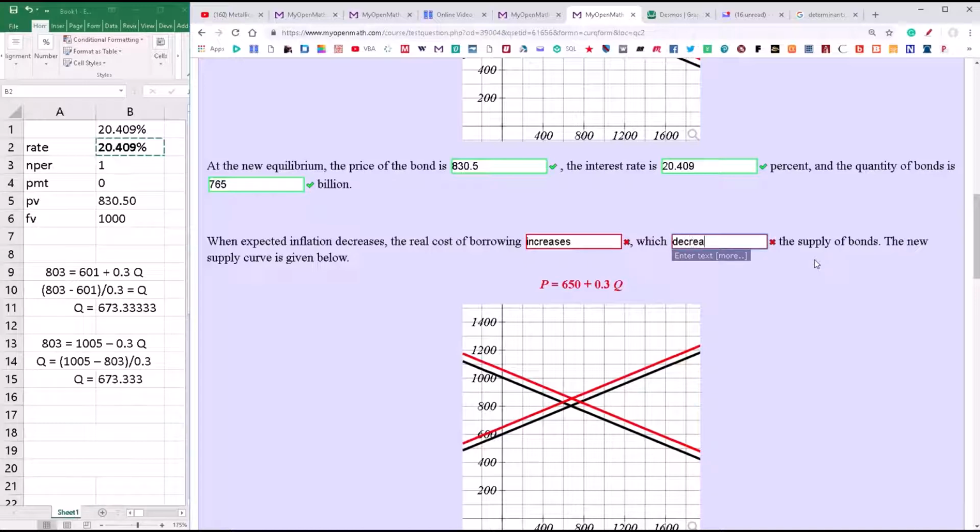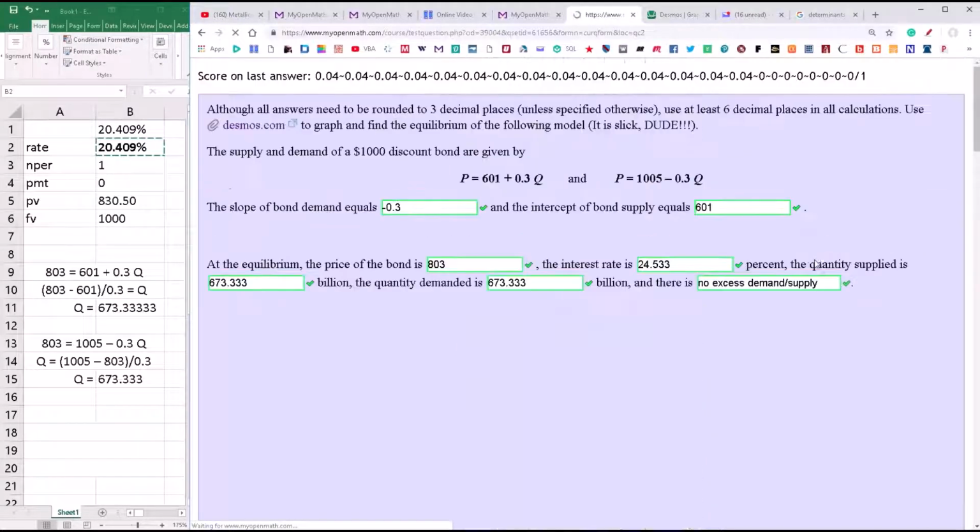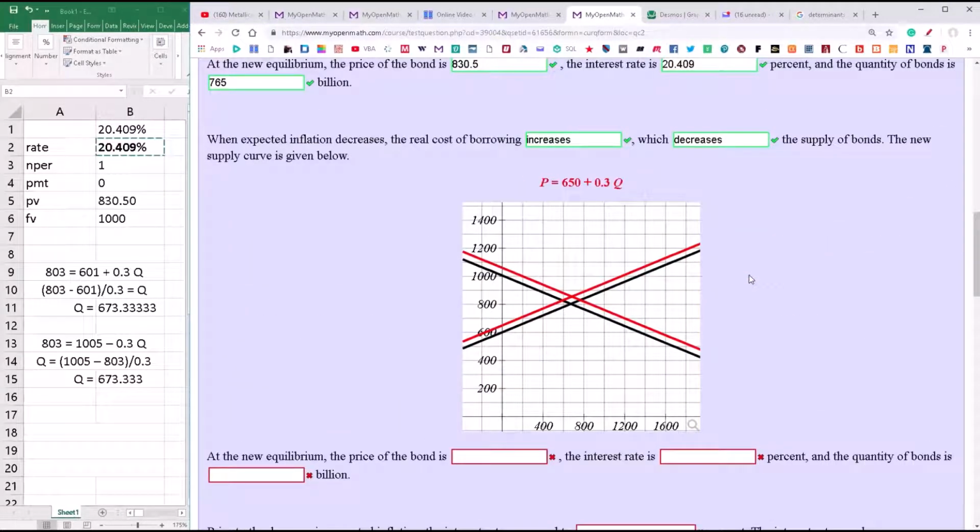Which decreases the supply of bonds. So the supply curve decreases because the cost of borrowing is higher. Demanders, on the other hand, want to buy more bonds because of the interest rates. Real cost of borrowing is increasing. They're getting relatively higher payments here, but the cost of borrowing is increasing on the supplier, so they're not going to issue as many bonds. And then the new equilibrium is right there.